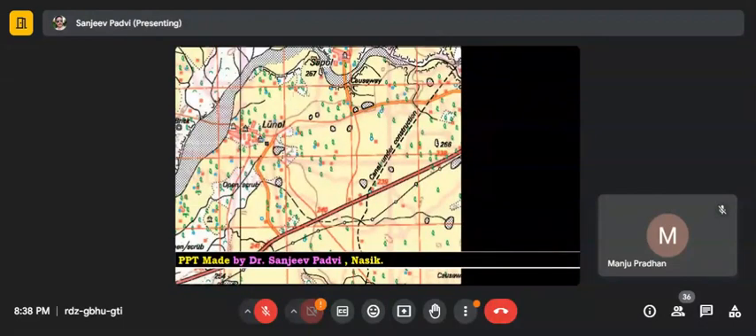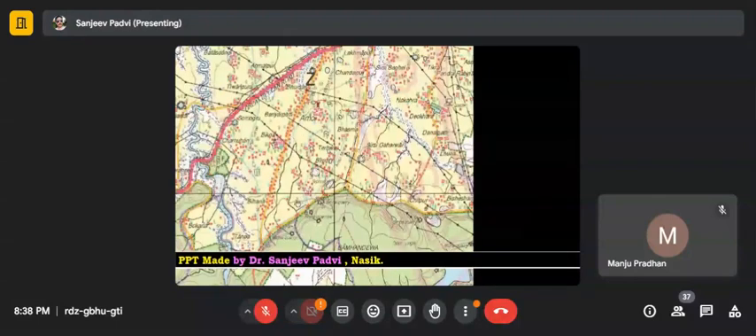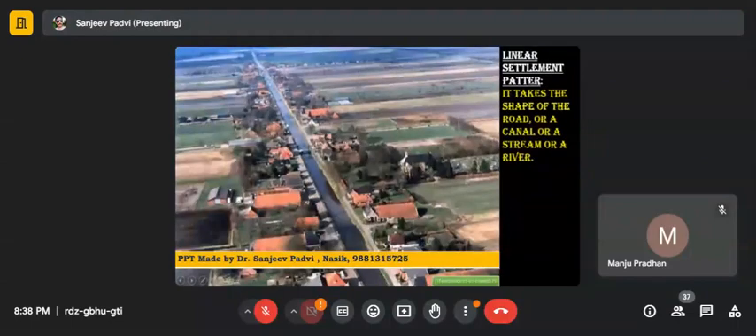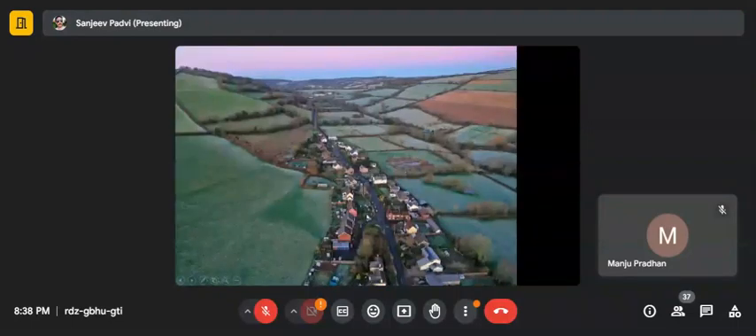Can you identify this one here, this pattern? Dispersed. Clustered. Nucleated, yeah, nucleated, or you can also use word clustered. Your answer is correct. This one here, linear. Very good. See linear, how they exactly appear. See this, this is also linear. See, this is also linear.